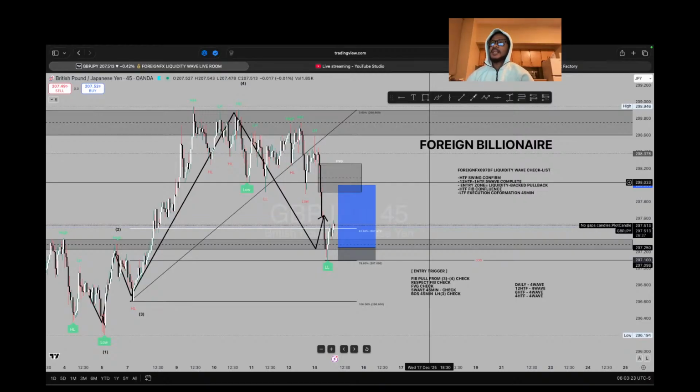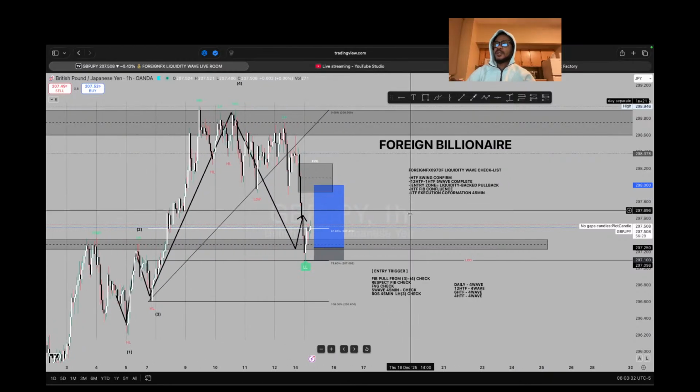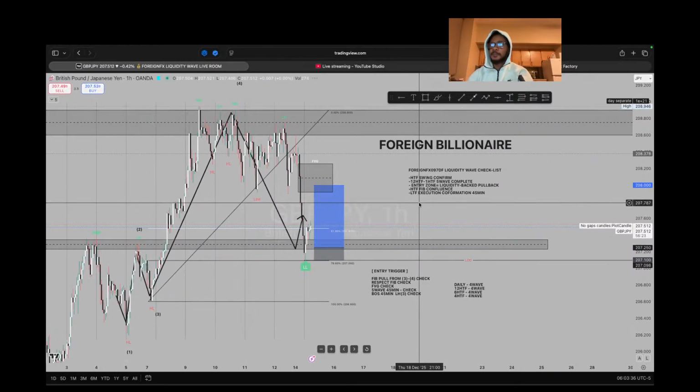Price been at this price point for 1 hour. Crazy. It's more than 1 hour. One, two, three, four, five, six. 6 hours.